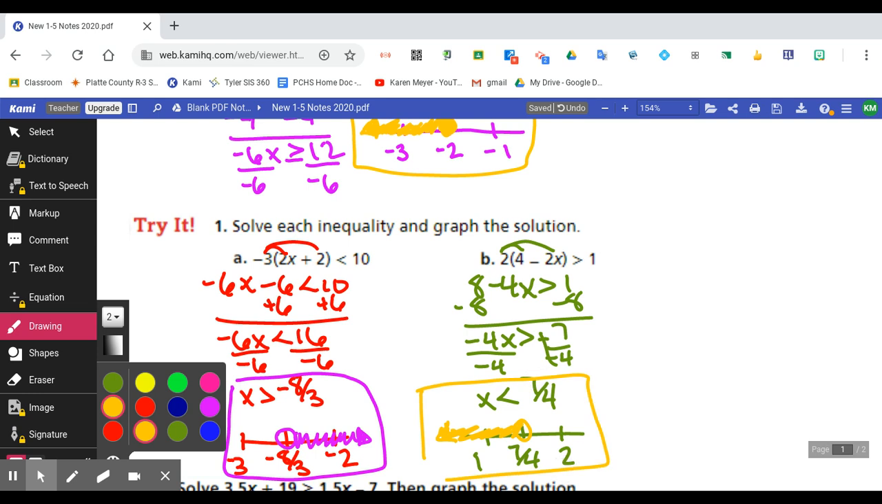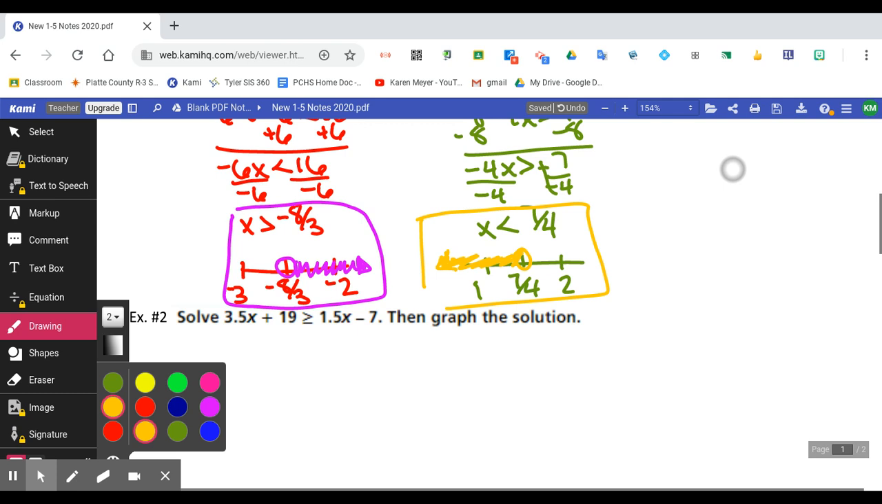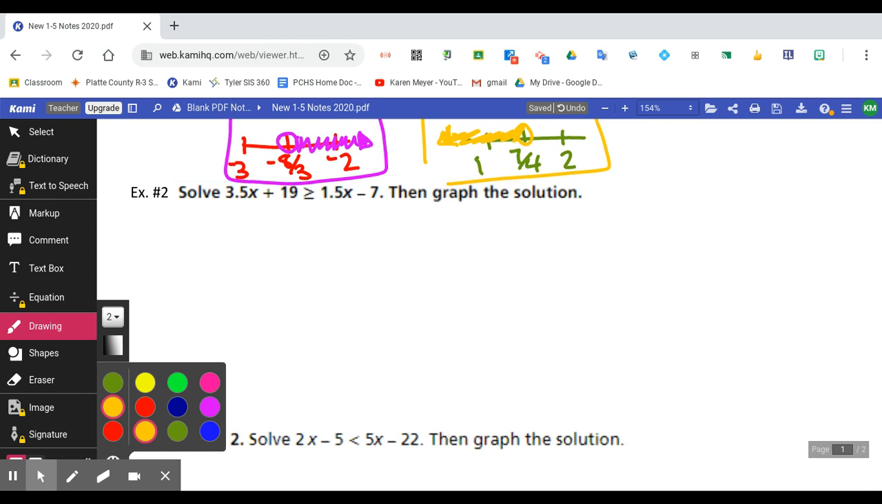So hopefully you got the same thing that I did. If you did not leave your answers as fractions, if you wrote them as a decimal, that's okay. Just take my fraction, make sure you divide it out and see if it's the same thing as your fraction. So let's move on to our next example.